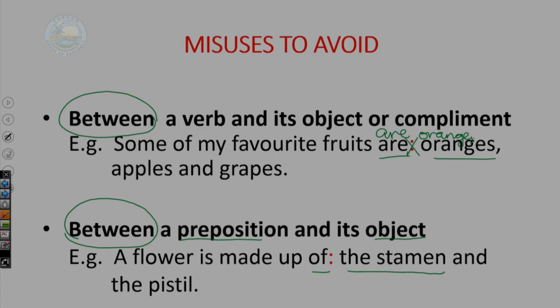So the colon is never, ever used between the preposition and the object. Right. So what should our sentence say instead? Our sentence should really say, a flower is made up of, and we should have of here, no colon in between, and we continue with the stamen and the pistil. Let us move on.